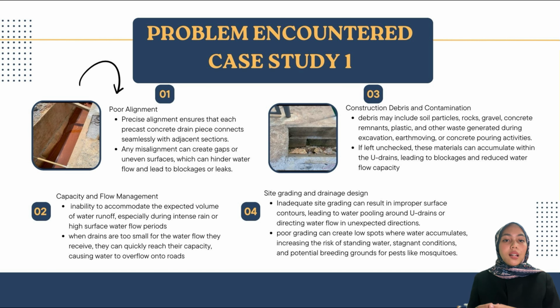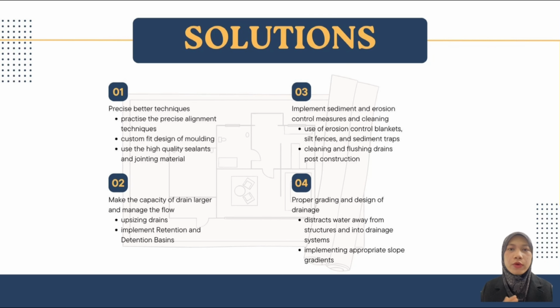Lastly, inadequate site grading and drainage design were identified. Improper grading led to water pooling around the U-drain or flowing in unexpected direction. This increased the risk of standing water, stagnant condition, and potential pest breeding grounds. Okay, now let's move to the solutions for the problem that had been encountered in case study 1.